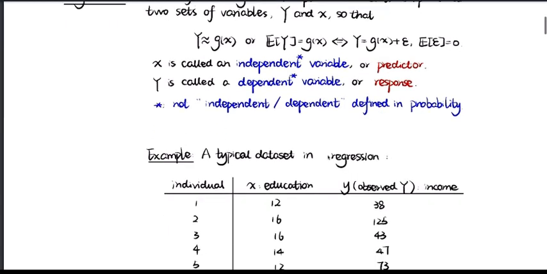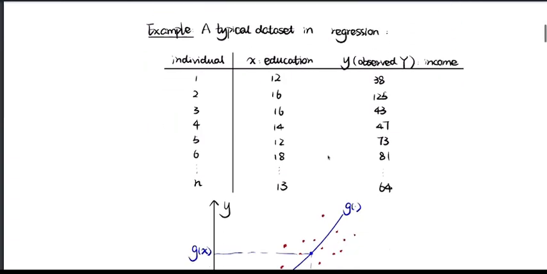I'm going to go into an example now. You have a set of individuals and you want to look at the relationship between income and years of education. We want to see, if I go to college and earn a qualification, what effect that is going to have on my income. To see that, we take a sample of individuals and their income, which here is in thousands of dollars.